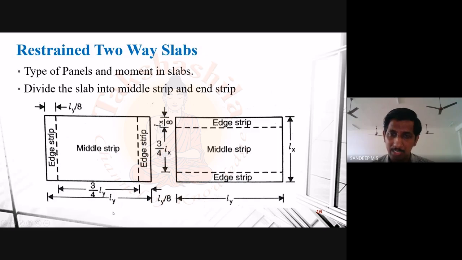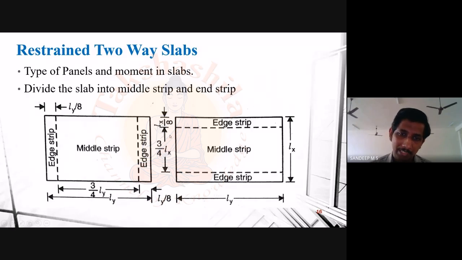In Annex D, you have the same figure. They have kept the Ly along the x direction. So in the x direction, again for the middle strip you have 3/4 Ly, and for the edge strip you have a width of Ly by 8 on both sides.